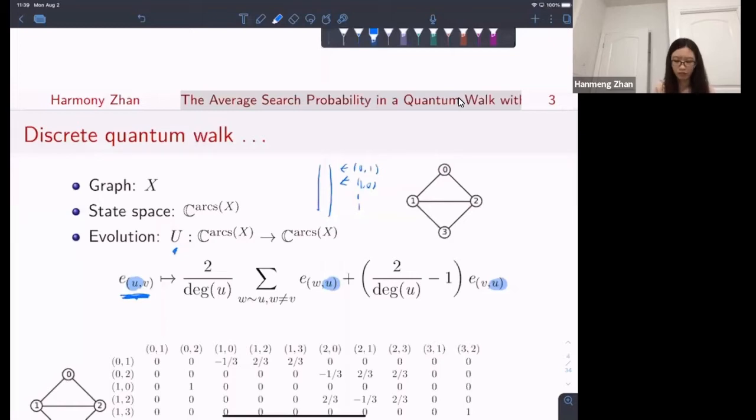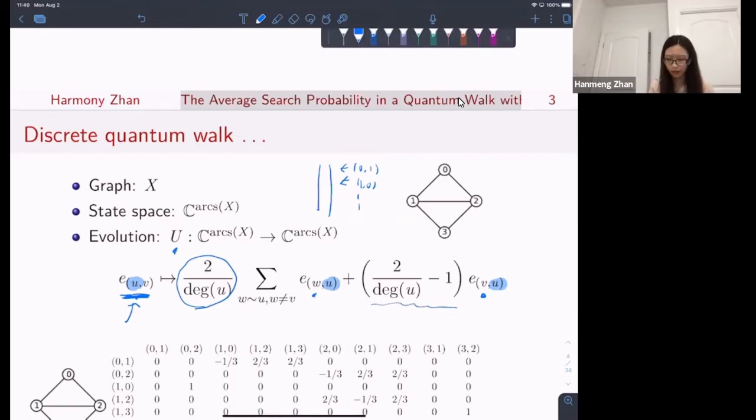Part two, what about the coefficients? This is also easy to describe. They are completely determined by the degree of this tail U. If you know that, you basically know the entire matrix. So the rule is, if the arc is not the opposite arc of UV, meaning that W is not equal to V, but is still adjacent to U, then everybody gets the coefficient 2 over the degree. And for the only arc that's opposite to UV, it gets the coefficient 2 over degree of U, minus 1.